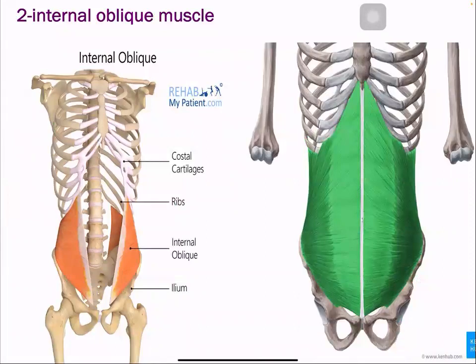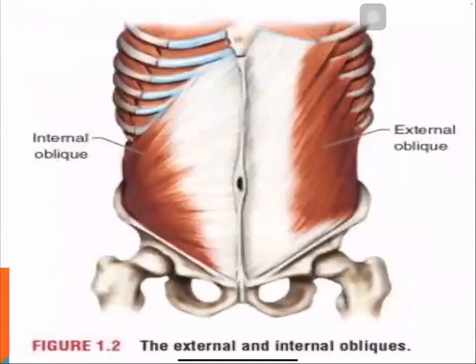The internal oblique muscle arises posteriorly from the lumbar fascia, then from the iliac crest, and the lateral 2/3 of the inguinal ligament to be inserted into the linea alba and the costal margin. Here, the direction of the fibers lies upward and forward. This other picture demonstrates the difference in the direction of fibers. Here, the external oblique, the direction of the fibers is downward, while the internal oblique direction is upward.